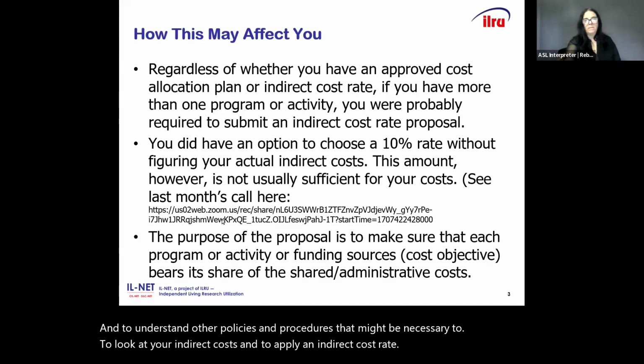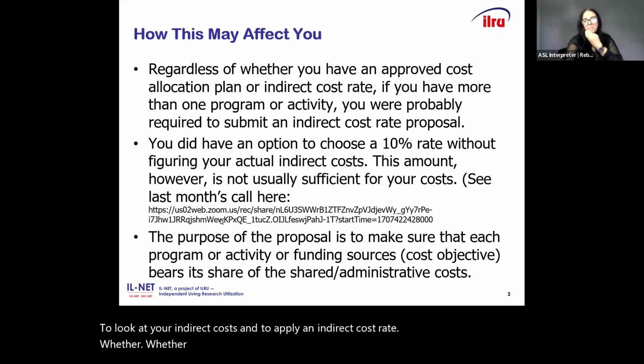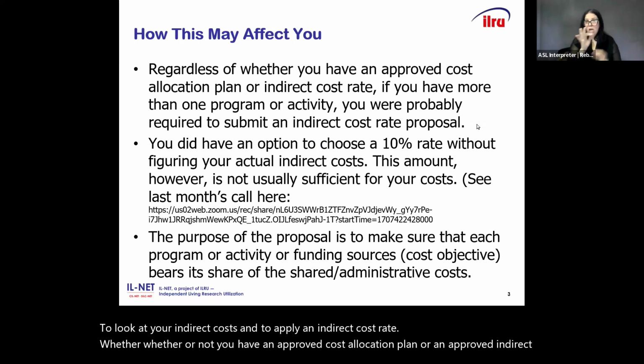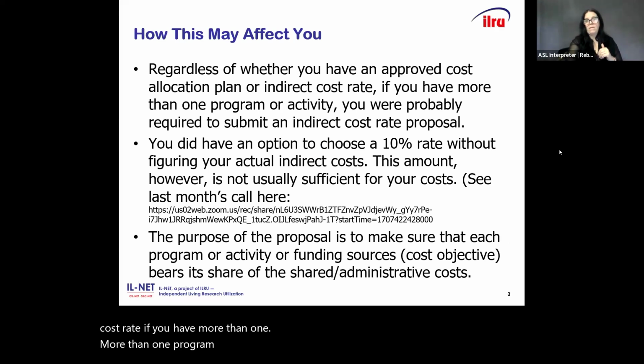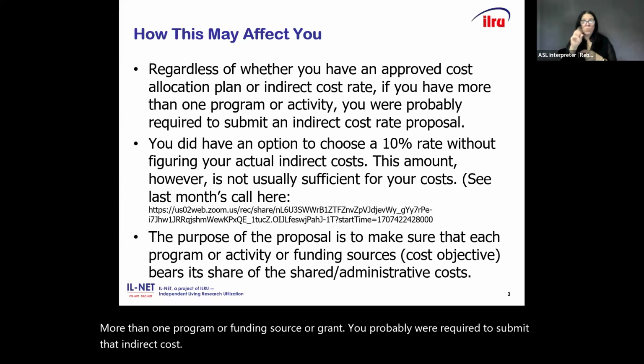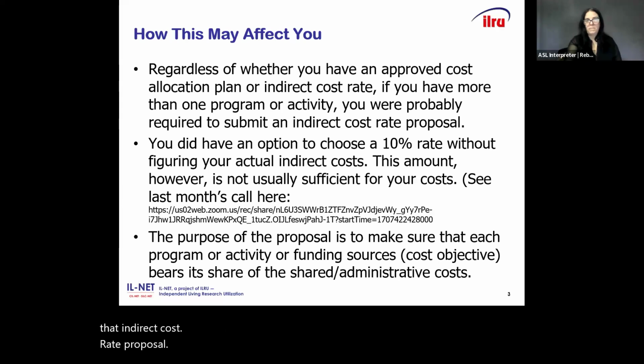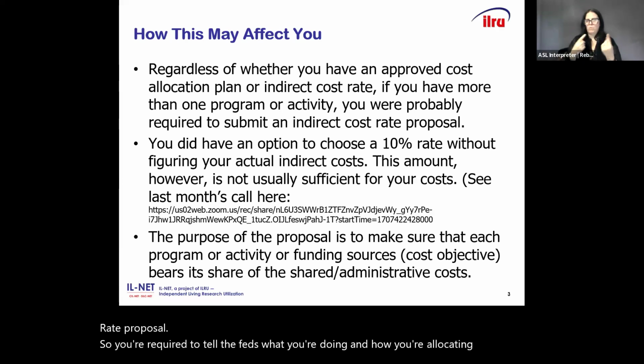So whether or not you have an approved cost allocation plan or an approved indirect cost rate, if you have more than one program or funding source or grant, you probably were required to submit that indirect cost rate proposal. So you're required to tell the feds what you're doing and how you're allocating your costs.